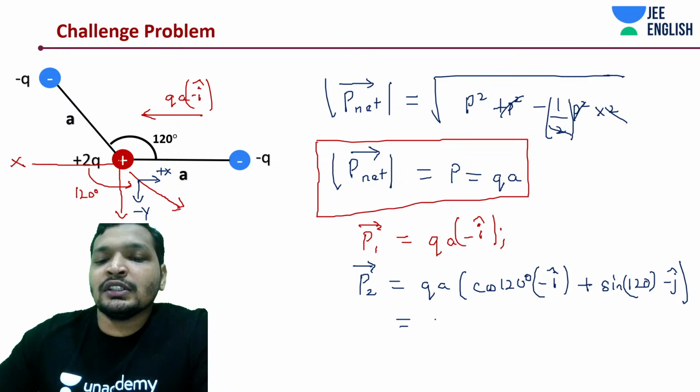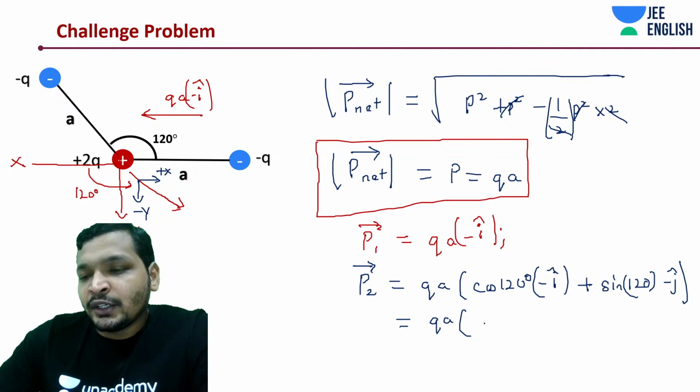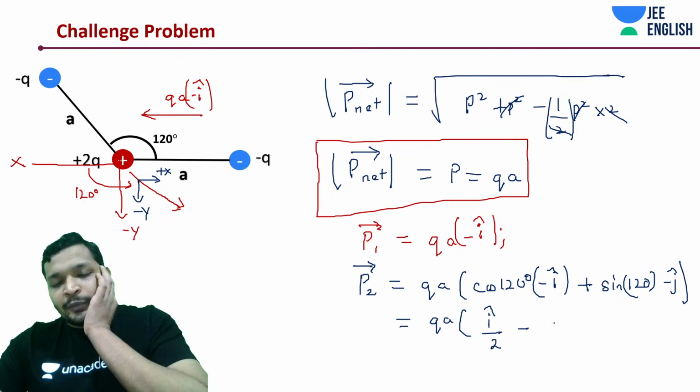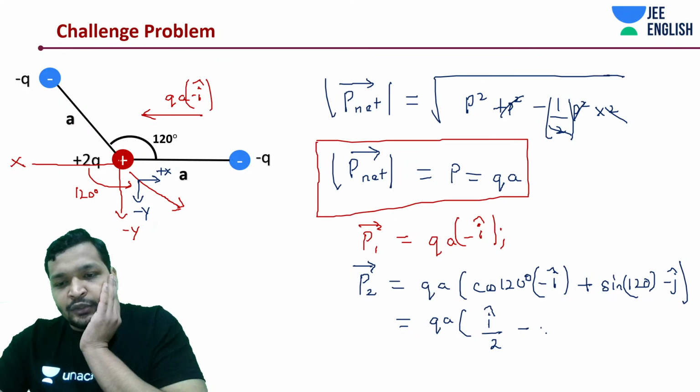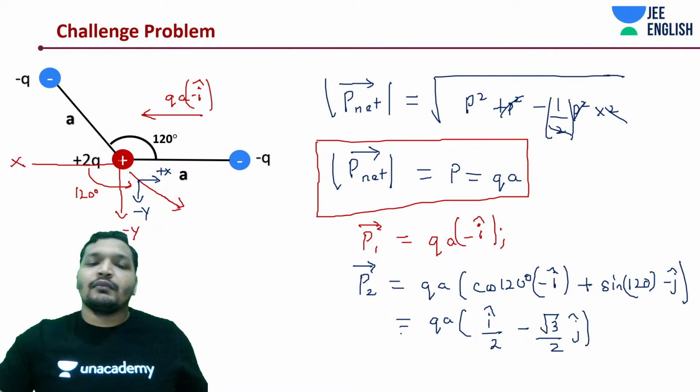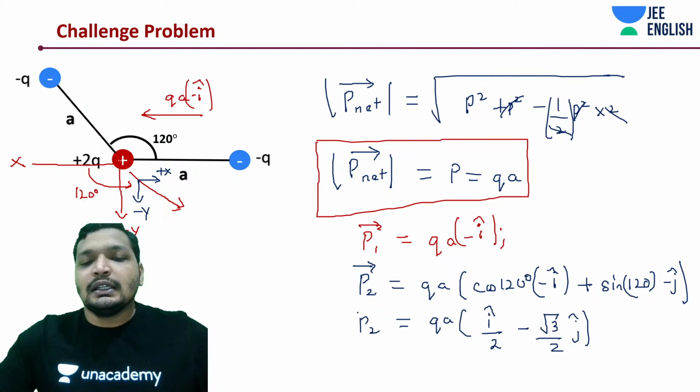We basically solve this. What do you get? Q into A into minus of minus 1 by 2. It's going to be plus 1 by 2, I cap by 2. And this is going to be how much? Sine of 120, how much is it? Root 3 by 2. You will get it as root 3 by 2. That is it, guys.